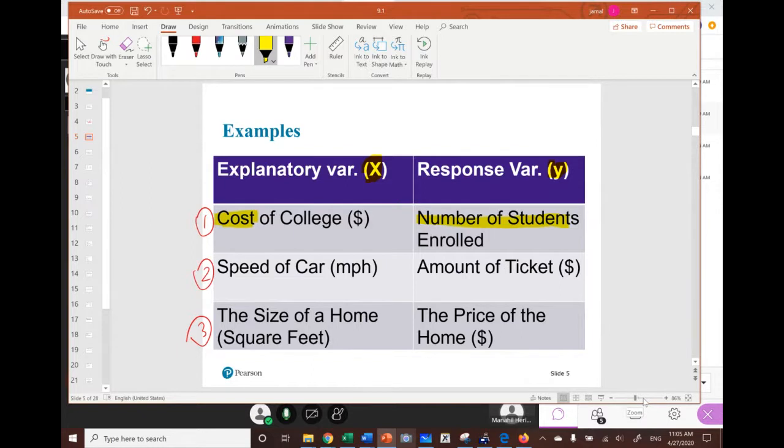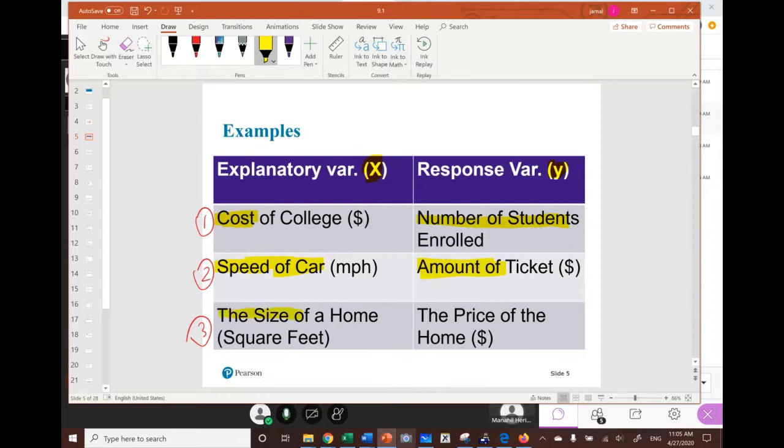Now the second example: we look at the speed of the car and the amount of the ticket. We know that the faster you go, the higher the ticket. If you are within 5 miles, you get a ticket. If you are between 5 to 10, the ticket is going to go higher and higher, and so on. So yes, there is a relationship between speed of a car and amount of the ticket.